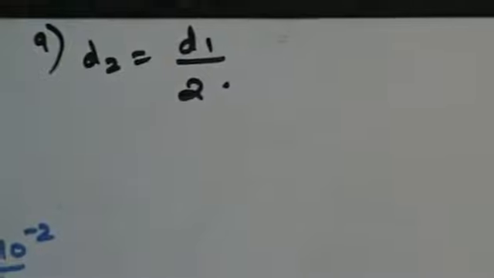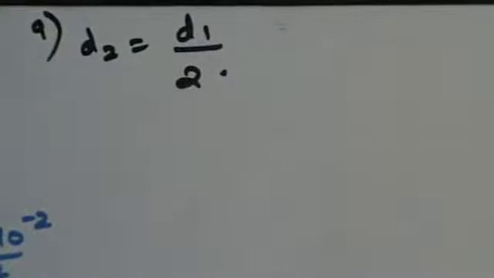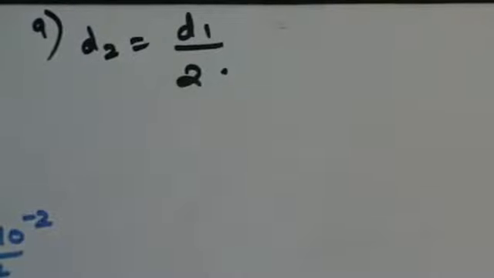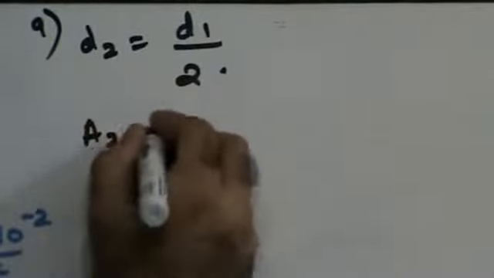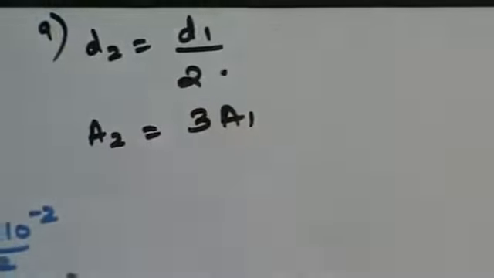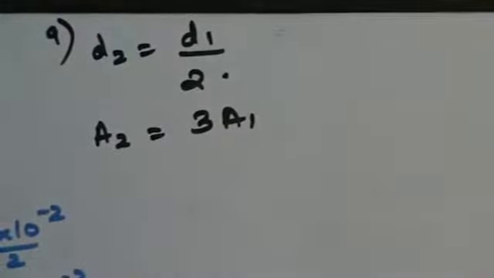The gap between the plates of a parallel plate capacitor is halved, and the area of each plate is tripled. Find the ratio of new capacitance to initial capacitance.